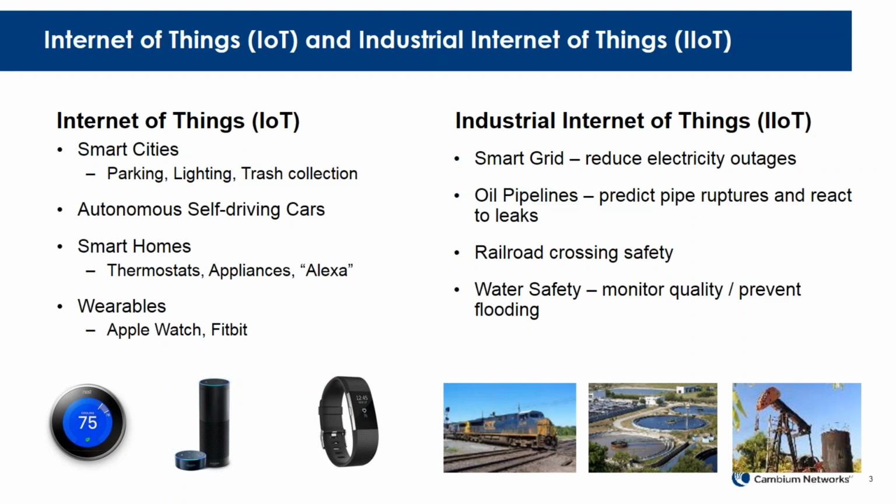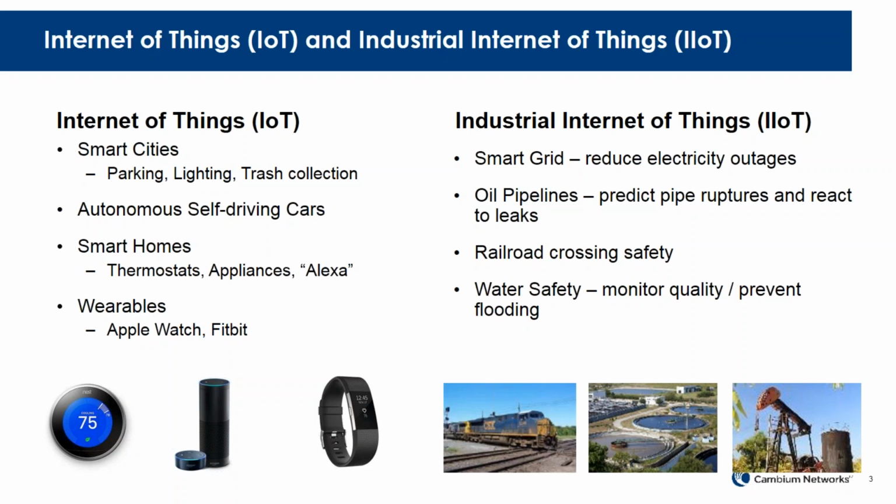You've got a thermostat that's connected to the Internet, appliances like a washing machine or a refrigerator, the Alexa or Echo from Amazon, and then certainly wearables, things like the Apple Watch and the Fitbit, anything that you wear on your person that's, again, using sensors to connect to the cloud. But what we're going to talk about in this session is on the right-hand side, which is a subset of the IoT, which is really focused on the industrial Internet of Things.